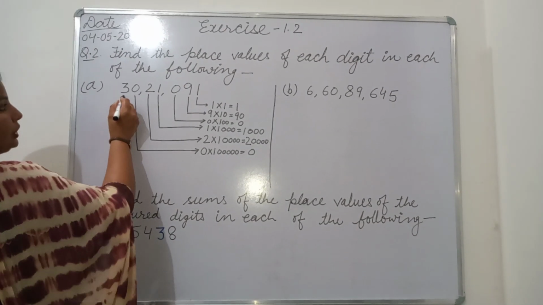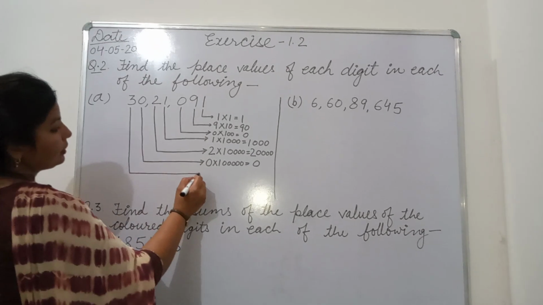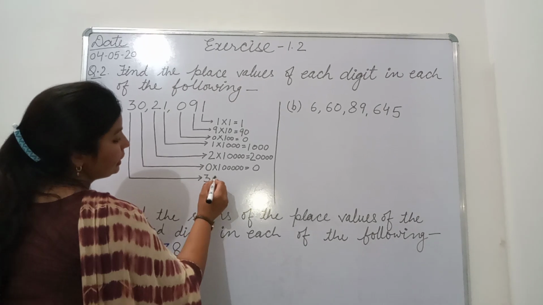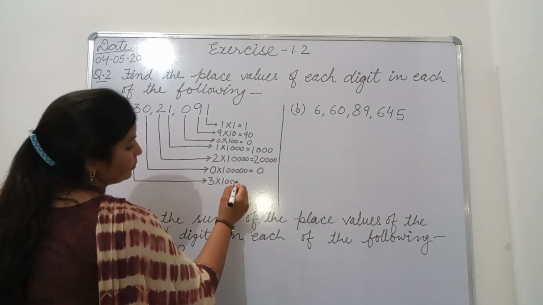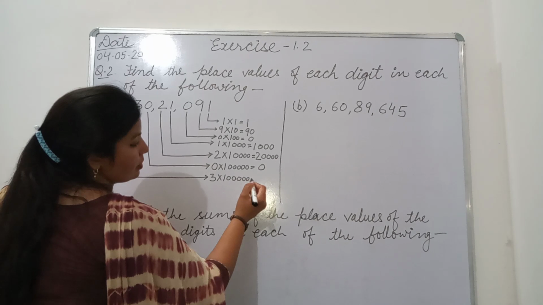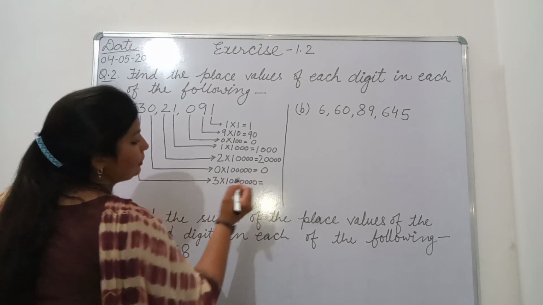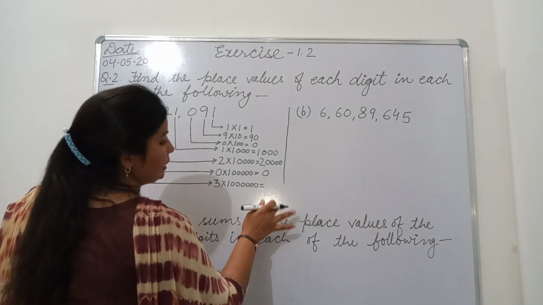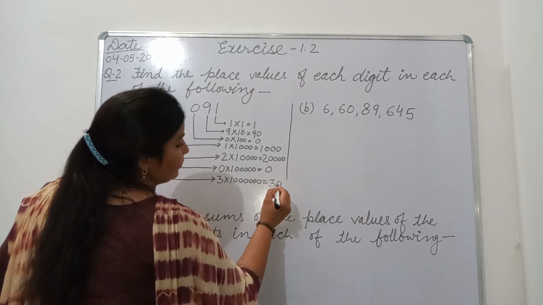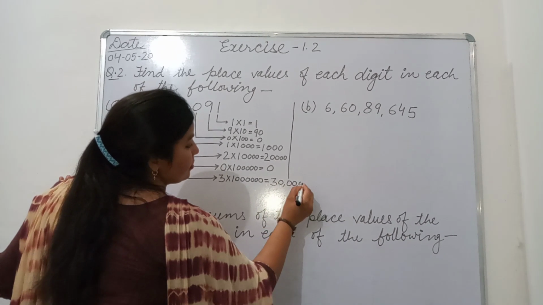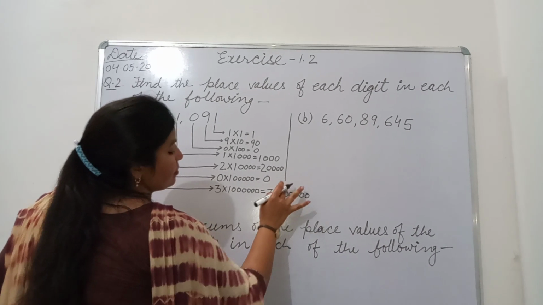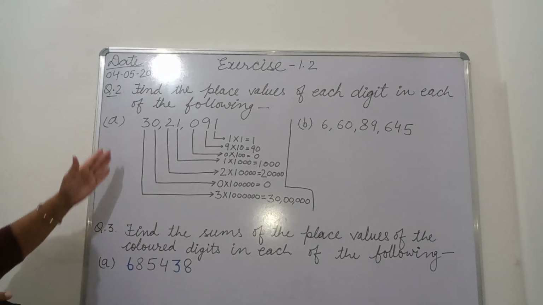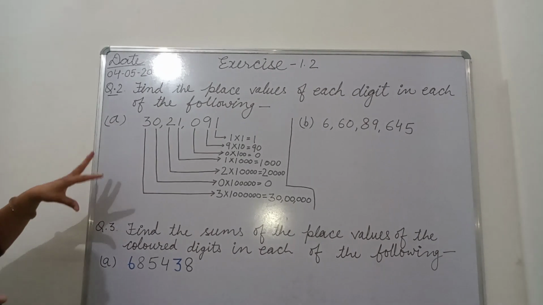Then next is 3. 3 is on which place? On 10 lakhs. So 3 multiply by 10 lakhs. Okay. So 3 multiply by 10 lakhs equals 30 lakhs. So write here 30 lakhs. Okay. So this is the place value of all digits. Like this you have to find place value of all digits.